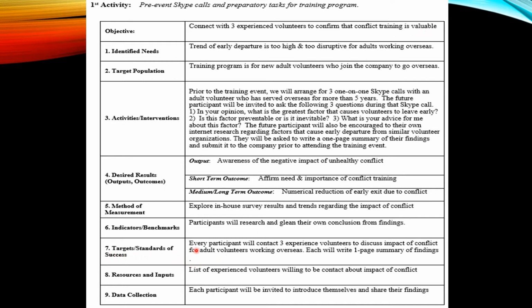Just to highlight number 7, every participant will contact 3 experienced volunteers to discuss the impact of conflict for other adult volunteers who work overseas. Each one will write a one-page summary of their findings. So activity 1 is happening before the actual event.